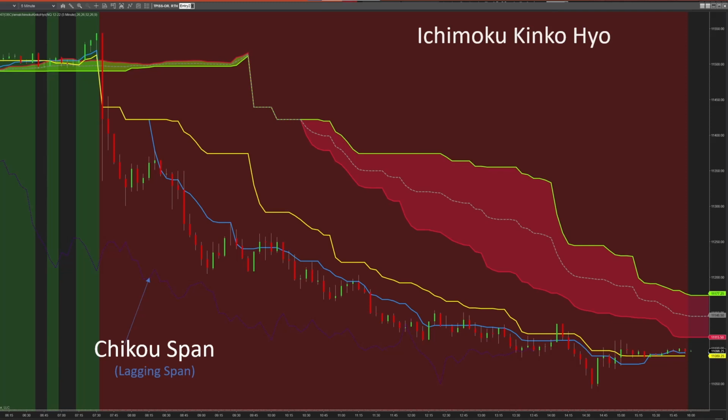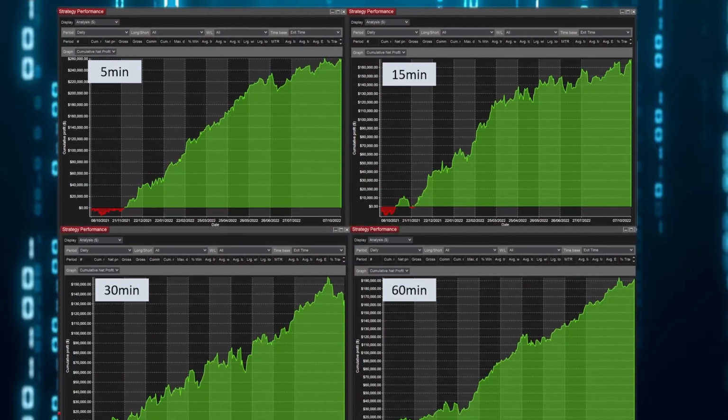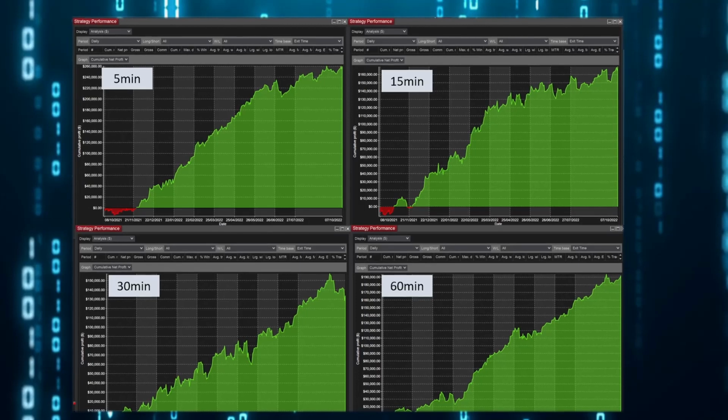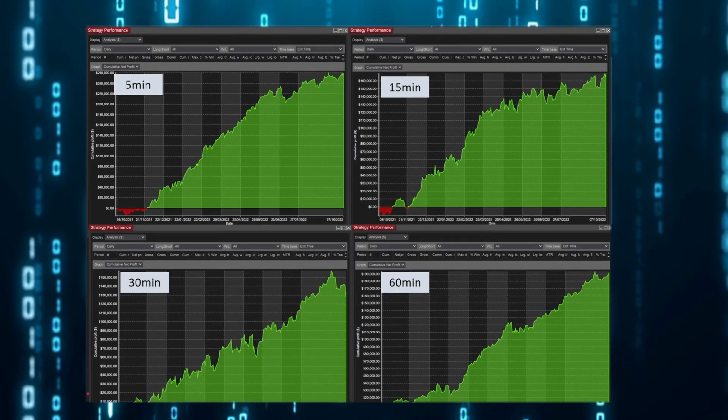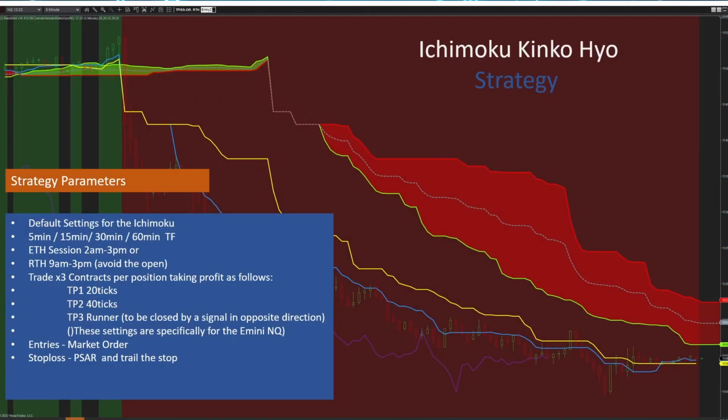So based on this very simple strategy, these are the equity curves achieved on different time frames over a 365-day period. Okay, let's put the strategy together. Here are the strategy parameters. As I said, I left the Ichimoku settings at default, which is 9, 26, and 52. So that did not change.